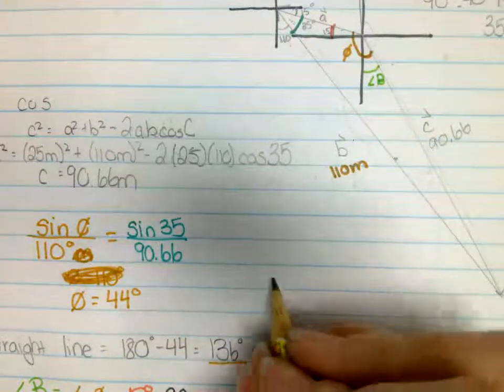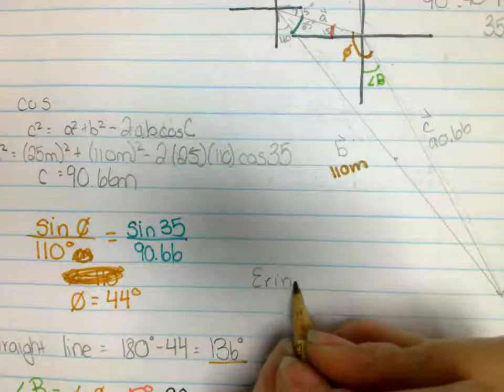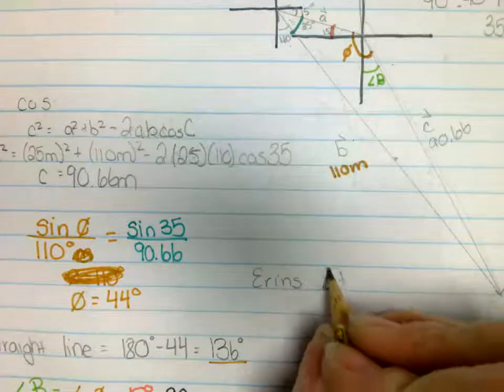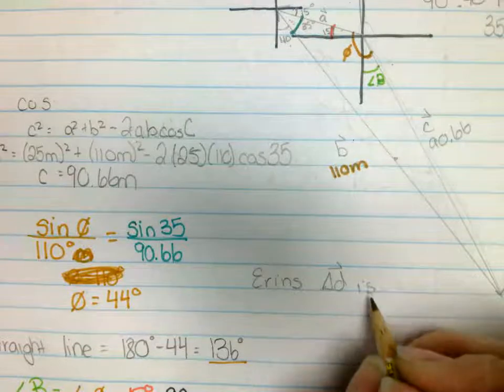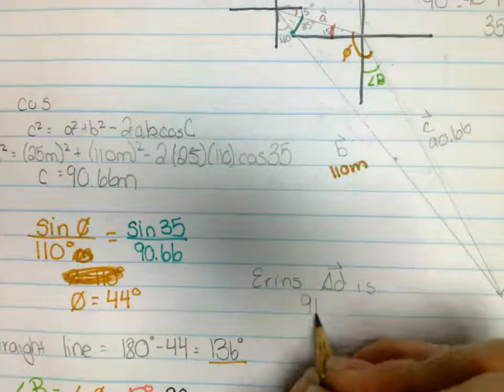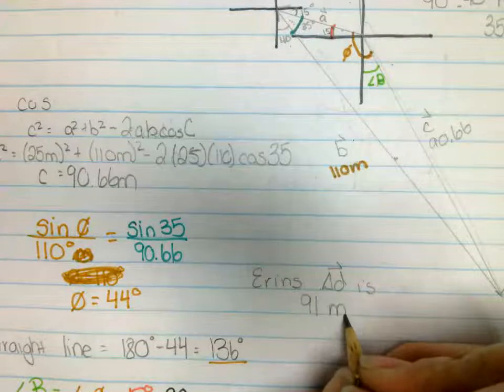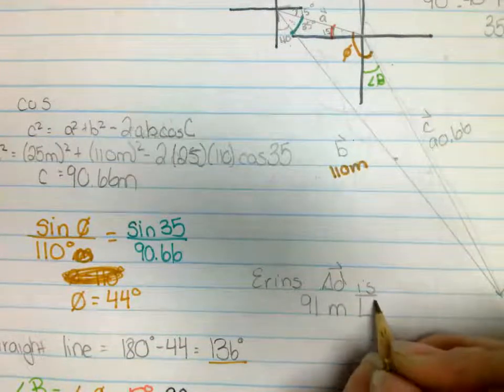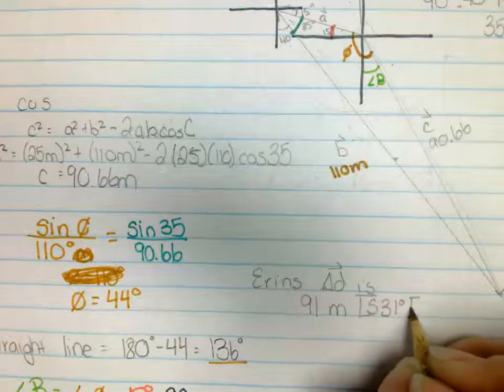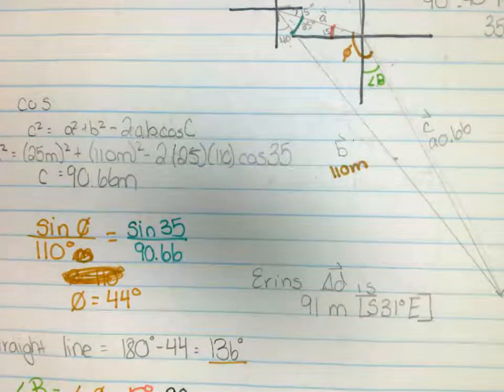So therefore, Erwin's displacement is 91 meters south, 31 degrees east. I hope that helped.